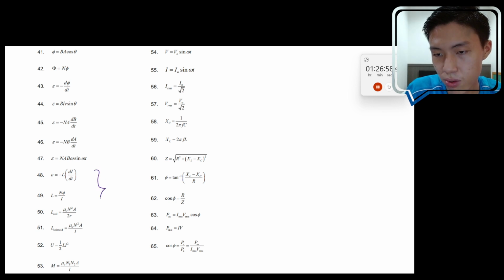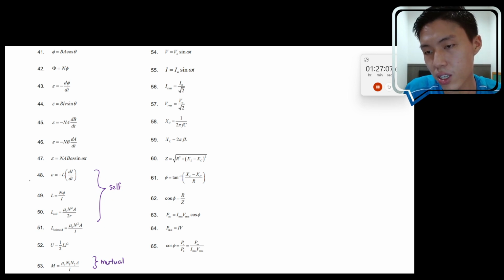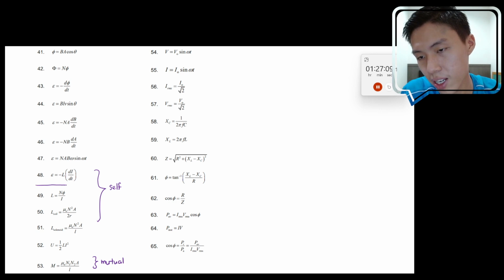Equation from here to here are for self. Equation over here is for mutual. What I do is I split into two parts. This is used when you have a situation where you have changing current. If your current is changing, then yes, you can use this one.